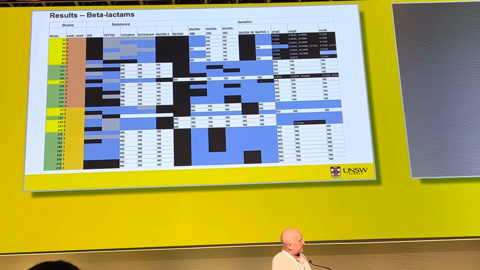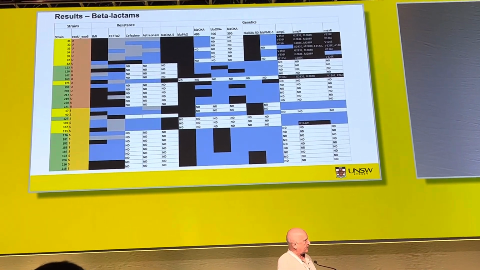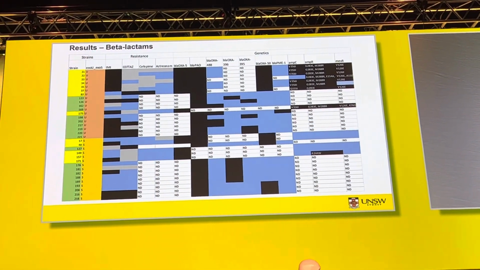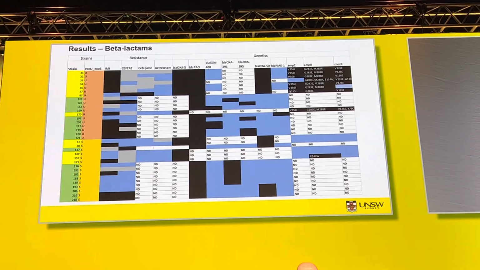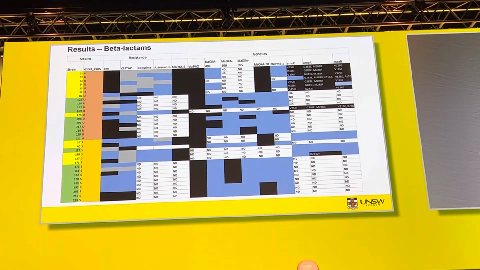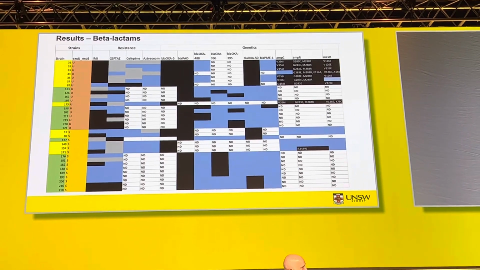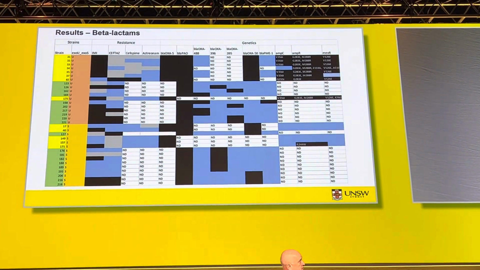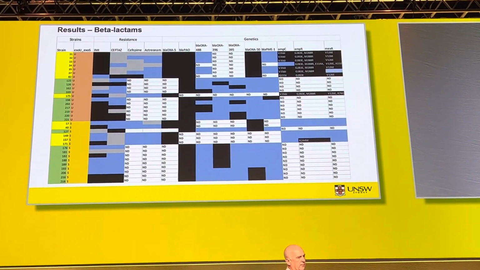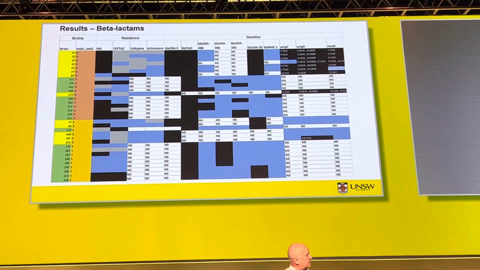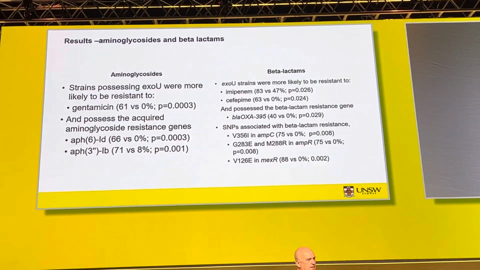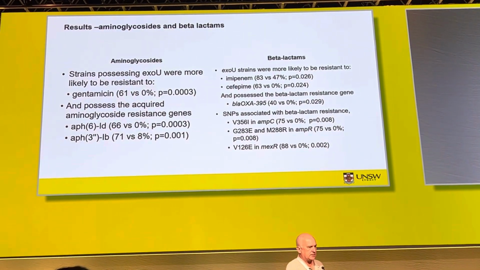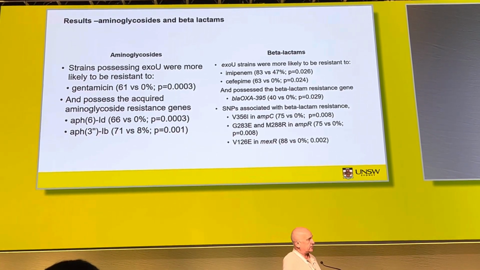And a similar, or not quite as apparent, but a similar problem with the beta-lactams as well. Again, ExoU is, hopefully you can see, either black or grey, meaning it's intermediate resistance or sensitivity. Much more black and grey in the ExoU than in the ExoS, especially for imipenem in this case, and for some of the genes that again come in on plasmids or other mobile genetic elements, or indeed single nucleotide polymorphisms. Again, you can see the data here of the differences and the significant differences between the possession of genes or the single nucleotide polymorphisms.